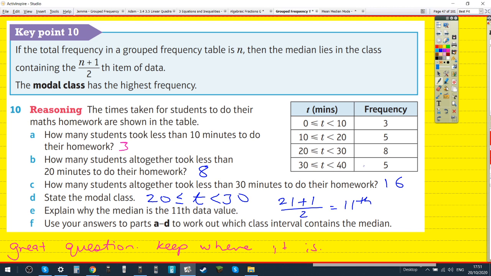Okay, question F. Which class interval contains the median? So the median is the 11th. Is it the 11th frequency? Yeah. 11th? Okay. 3, 8, 16. So it's in 20 to 30. Well done. Great. Any questions with that? No.